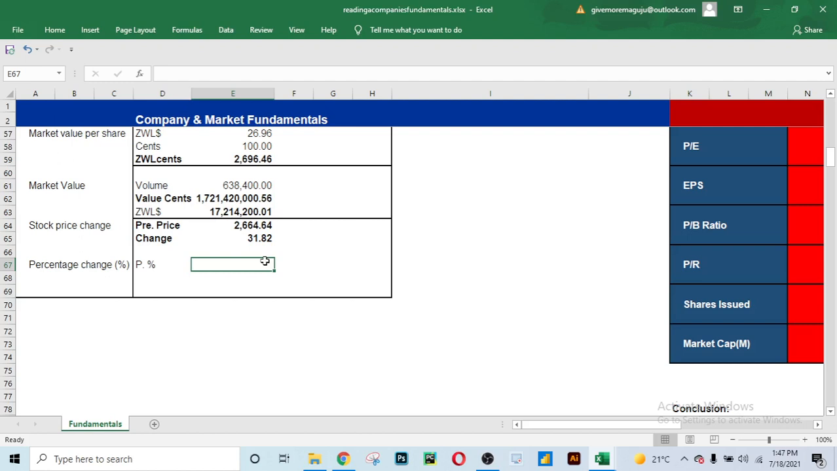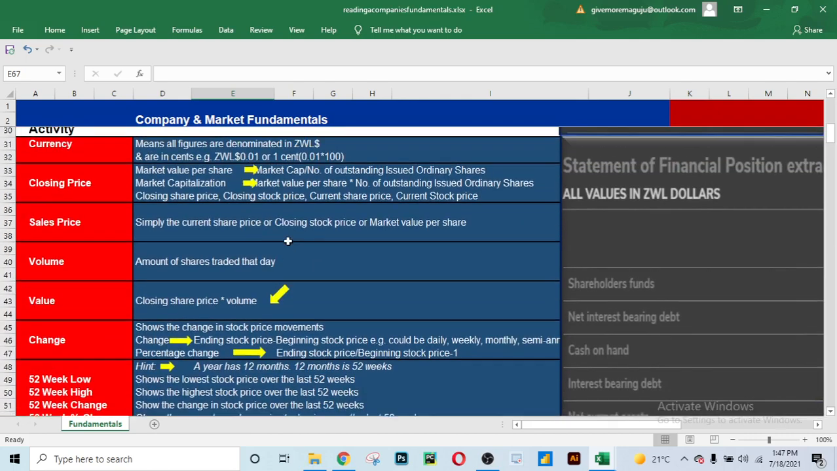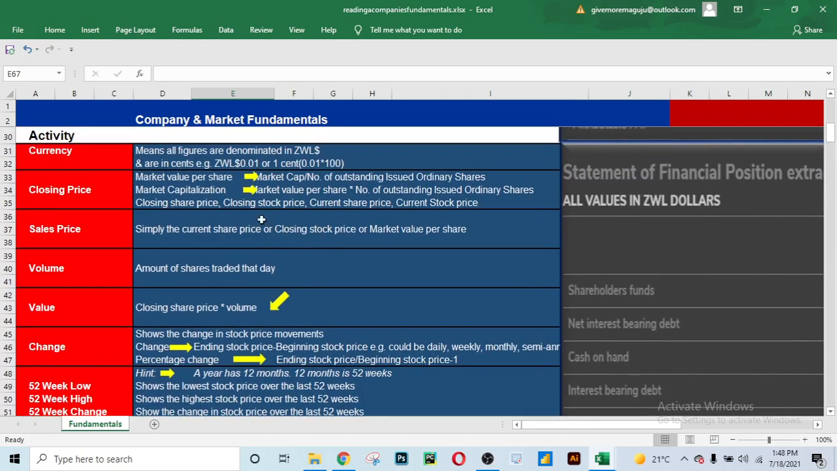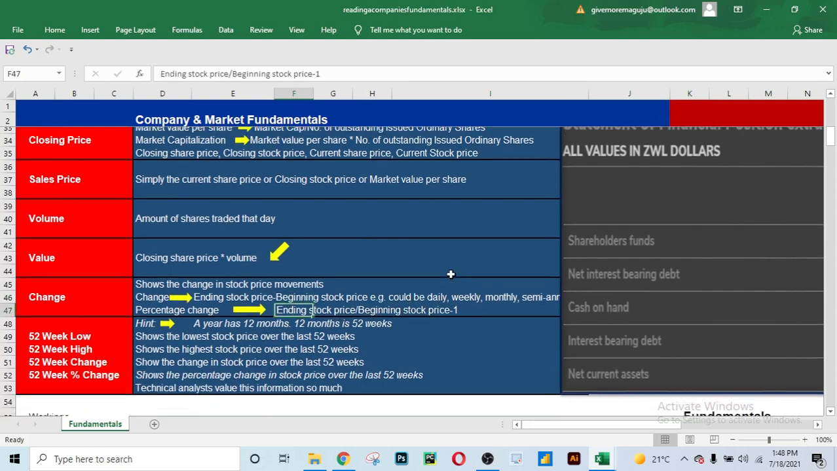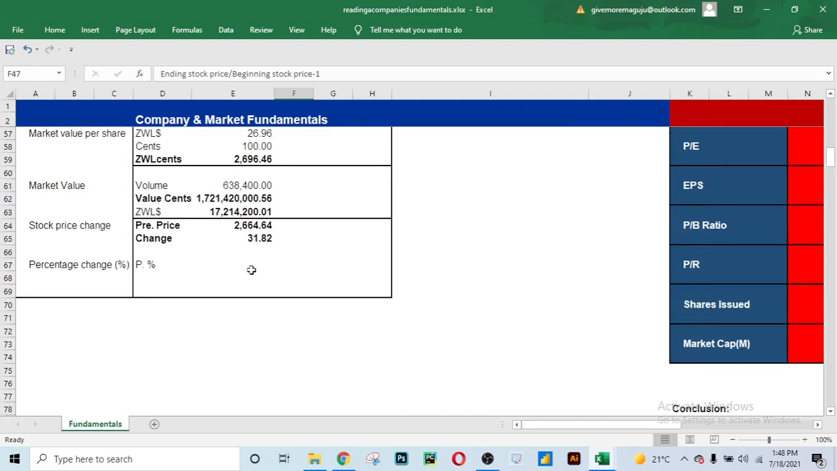The first one, we say the ending price. Let me just move over to the top, let me scroll up here. Let me position this. It's visible enough. Perfect. So I said, where is the change here? This is the ending stock price divided by the beginning stock price. So let's look at that.